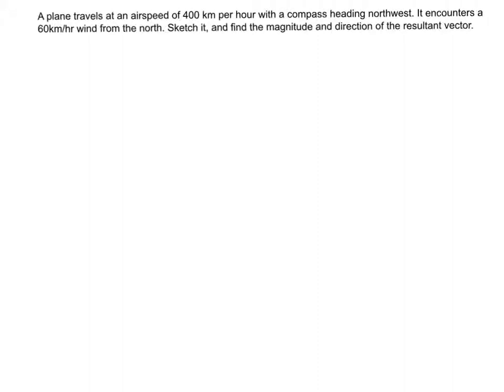In this example, we have a plane traveling at an airspeed of 400 kilometers per hour with a compass heading northwest. So let's kind of draw that. And it also encounters a 60 kilometer per hour wind from the north. So sketch it and find the magnitude and direction of the resultant vector. So let's draw it out. They're heading at an airspeed of 400 kilometers per hour with a compass heading northwest.